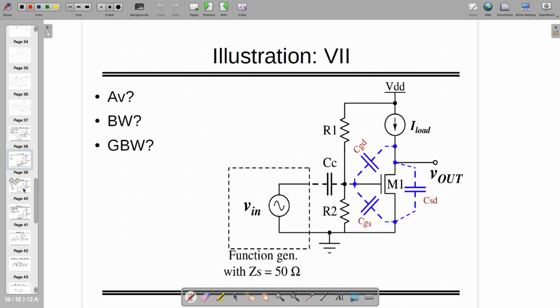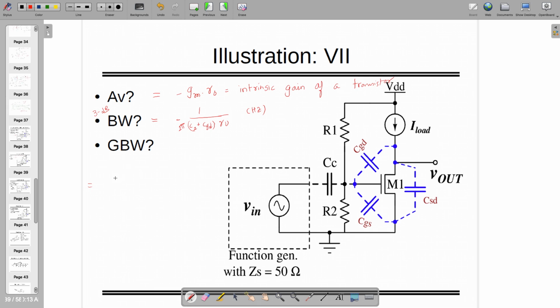Now let's move further. This illustration is also a repetition of what we have done, but if you need to find out the gain, it's minus GMRO, which is also the intrinsic gain of a transistor. Bandwidth means 3 dB bandwidth is exactly equal to minus 1 by C2 plus CGD times RO, right? If you want to have it in hertz, you can add 2 pi, so then it becomes in hertz.